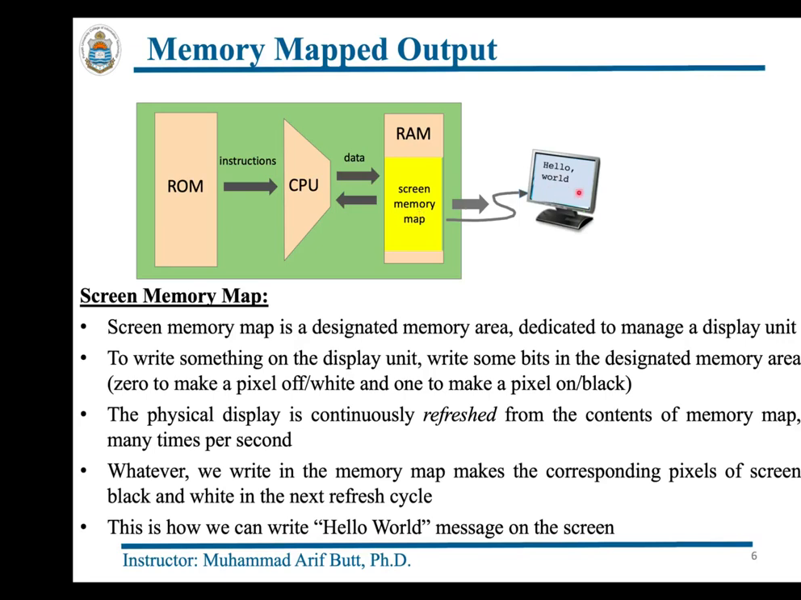This physical display unit is continuously refreshed from the contents of this memory map many times per second. So whatever we write in the memory map makes the corresponding pixels of the screen black and white in the next refresh cycle. And this is how, at a very abstract level, the hello world message is written on this screen.